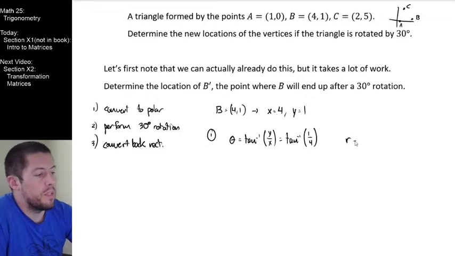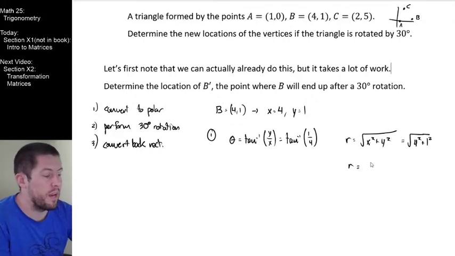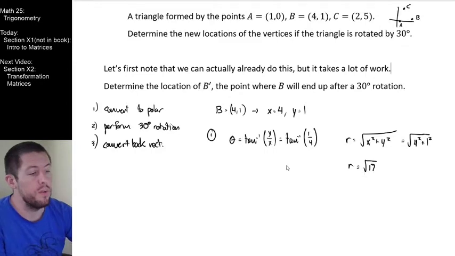The other thing I know is that r is the square root of x squared plus y squared, which is going to be the square root of 4 squared plus 1 squared. Doing these two operations, this one I can do by myself right here. It looks like this is the square root of 16 plus 1, which is the square root of 17. So I've got the radius associated with this point.